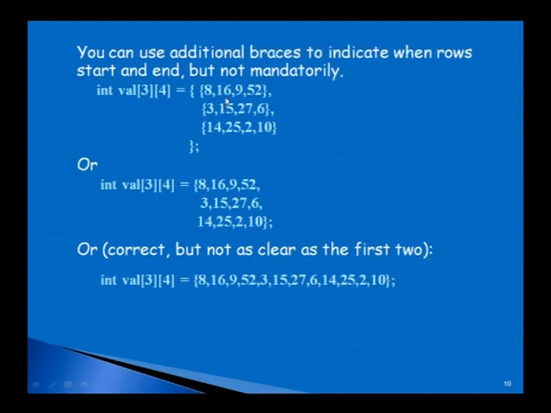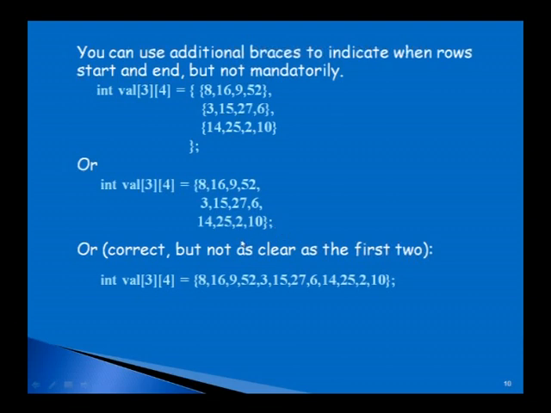Is it mandatory or compulsory that we separate each of these rows by having separate flower braces like this? Need not be. You can skip these braces and simply list the array elements like this. Here we are trying to differentiate the different rows by putting them on different lines. So, this is your first row array elements, the second row array elements and the third row array elements.